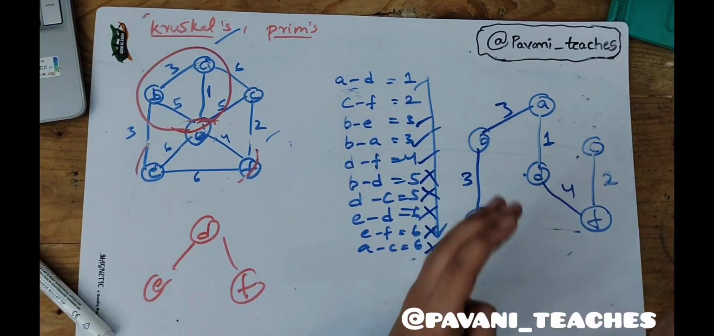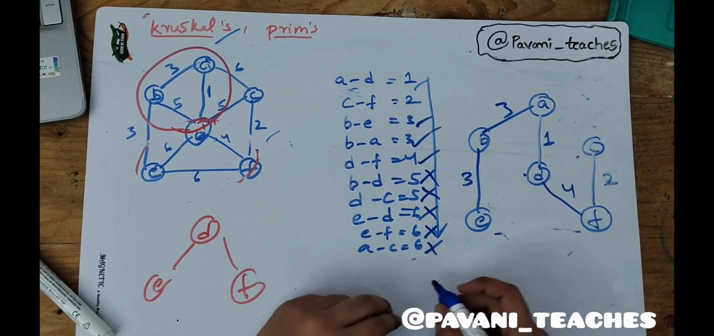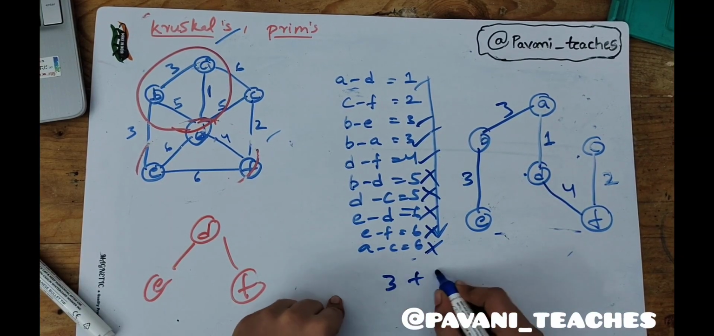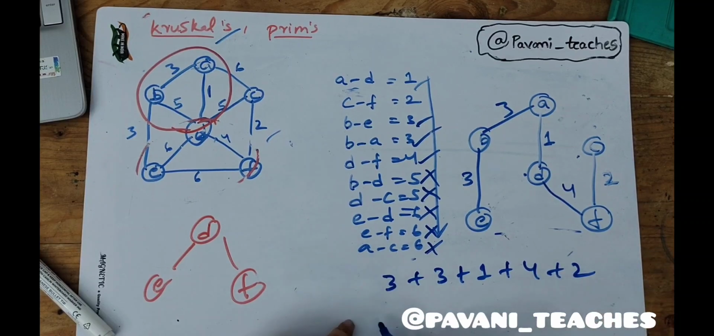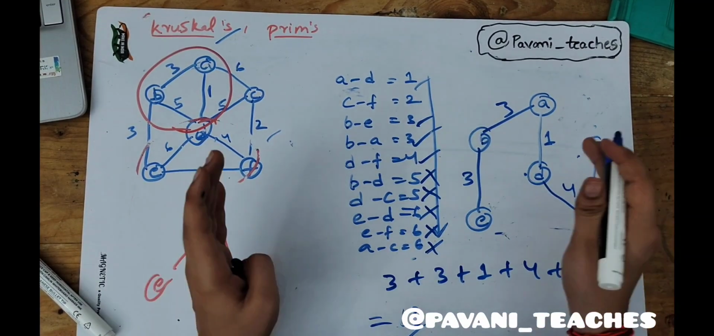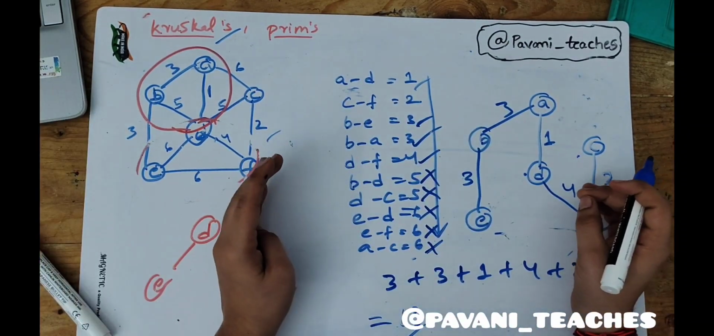After getting this final output, we have to add all these edge weights. That is 3 plus 3 plus 1 plus 4 plus 2, which is equal to 13. So 13 is the minimum cost of the spanning tree for the given graph. Okay, this is how Kruskal's algorithm works.